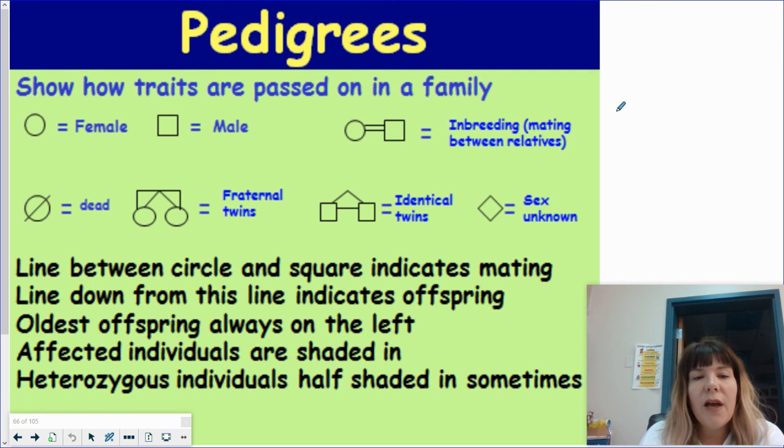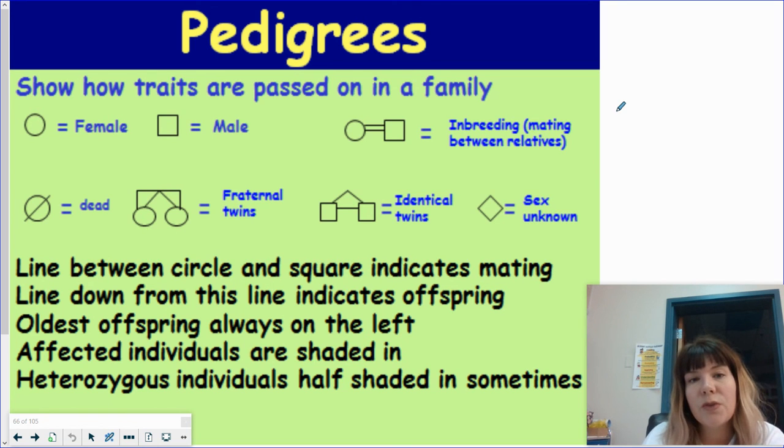So again, we have a line between the circle and the square that indicates some sort of mating. And then from that, we bring it down to indicate the offspring. We always read a pedigree left to right as if we're reading a book. So the oldest individual will be on the left side and always on the left side. And then it moves across to the right, going younger in age.